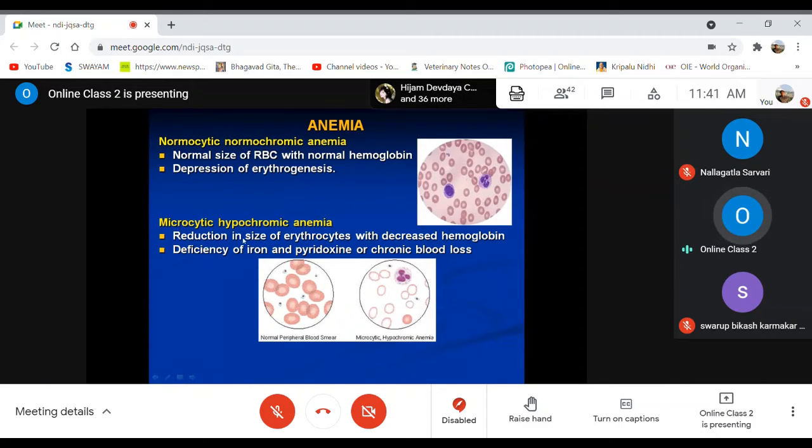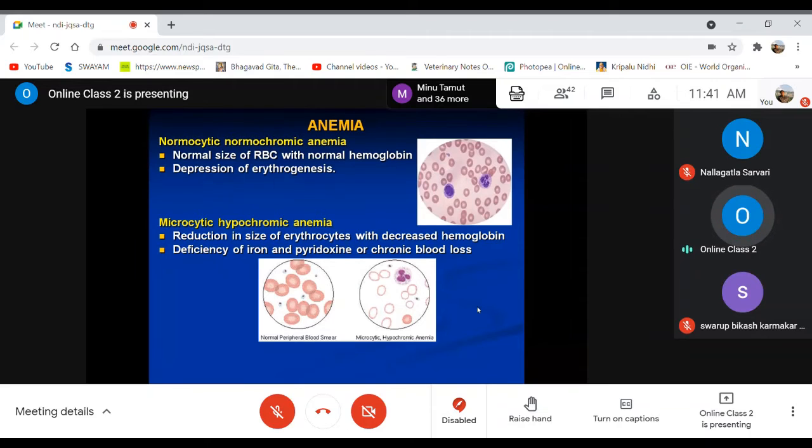Then the last one is microcytic hypochromic anemia. Micro means a reduction in the size of the RBCs, and hypochromic refers to the color of the RBC due to the hemoglobin concentration. It used to be that red color, right? But hypo means a reduction in the color, a decrease in hemoglobin concentration or percentage. Such conditions are microcytic hypochromic anemia.